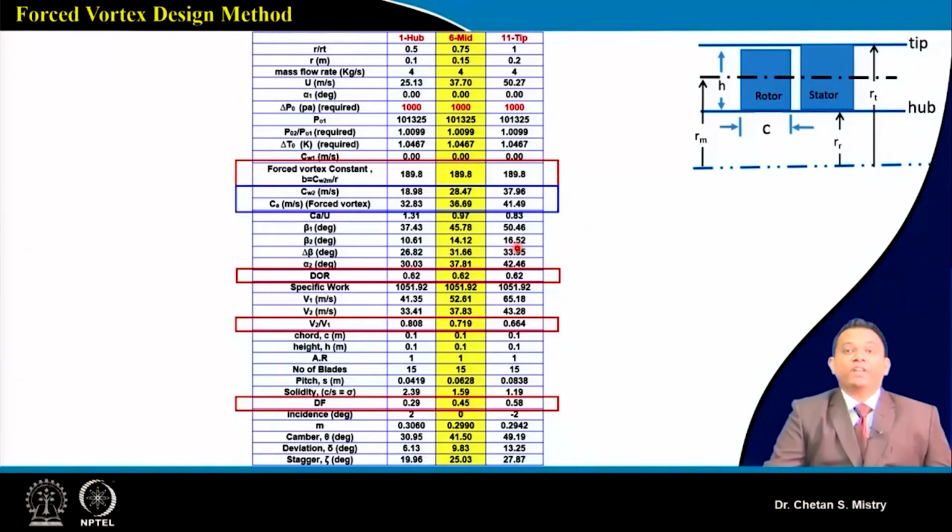We can say our diffusion factor is varying from 0.29 to 0.58. And here also, as we have discussed, our incidence angle we have assumed to be positive 2 at the hub and negative 2 at the tip, and at the mid station we have taken that to be 0. Now this will give us the fundamental understanding of how my flow parameters are varying at hub, mean and tip.